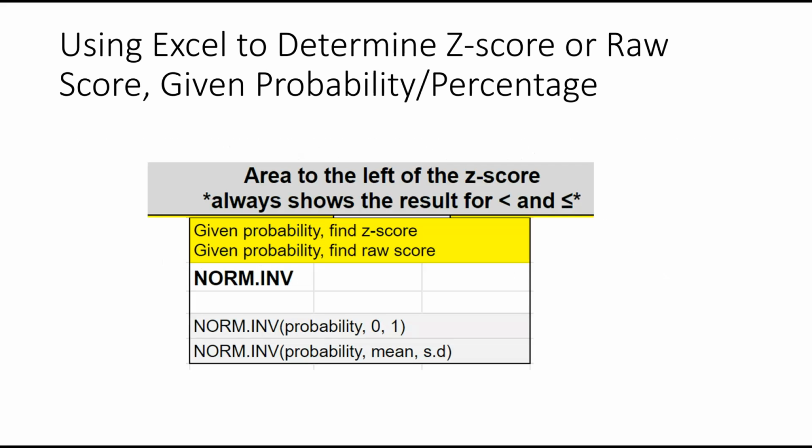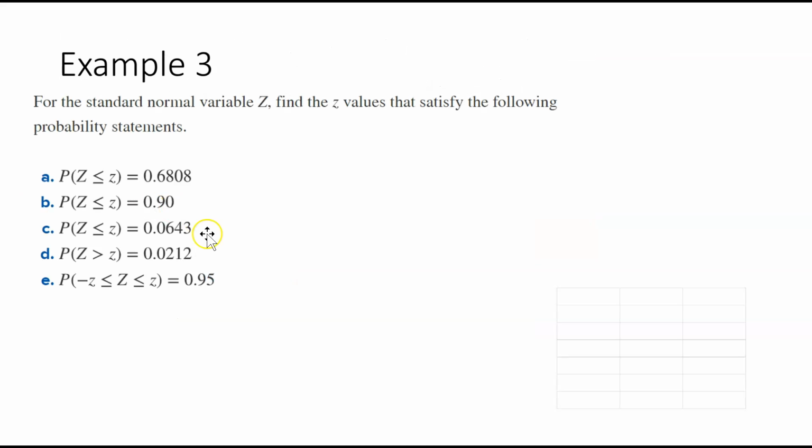And now we're going to use norm inverse. And again, this is really important. We're determining z-scores, and right now we're just determining z-scores, not raw scores. So we'll type in equal norm.inv, or sometimes it doesn't need the dot depending. And then the probability, 0 and 1 just because we're in the standard normal.